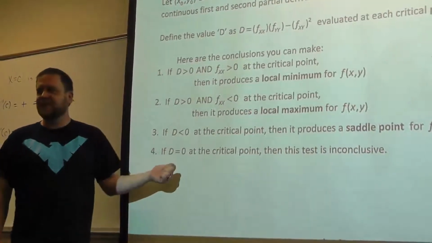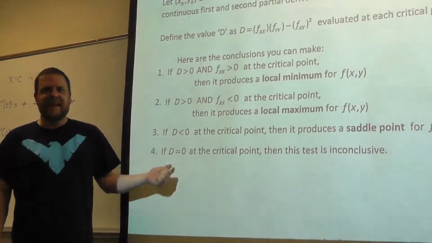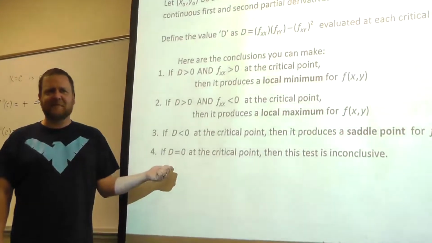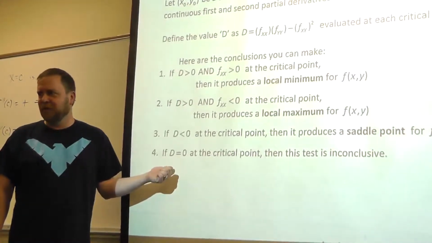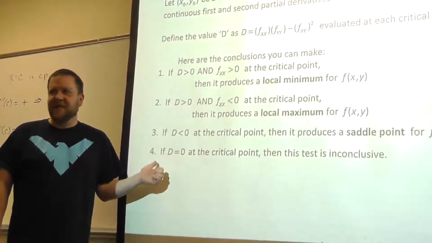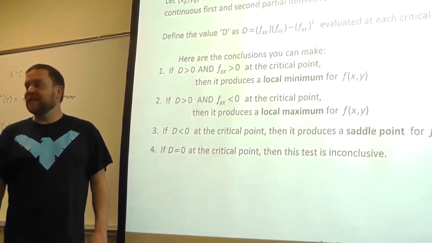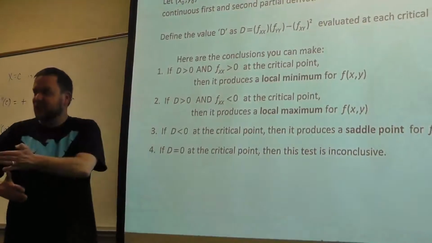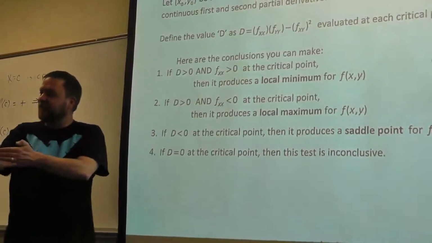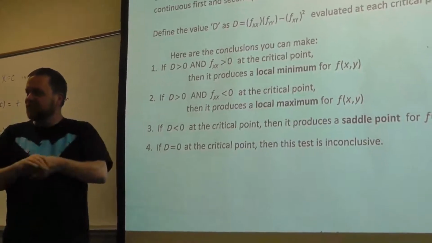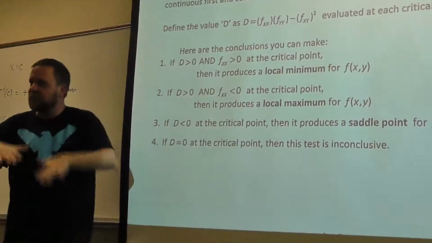But then there's this sad case. If by some chance, and it's rare that it ever happens, as a matter of fact, in most every textbook I've ever taught from or learned from, I've never seen this happen. If D happens to go negative, the test is inconclusive, which means you probably have to take something like vertical slices or traces into the surface to see if you have some kind of max or min, or maybe look at the level curves and see if the level curves indicate going to a hilltop or going to a valley.